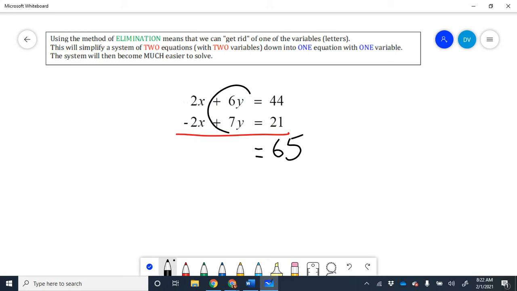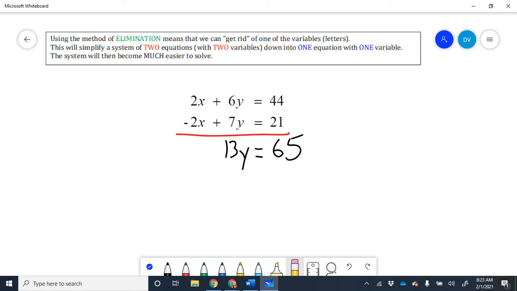Let's also add 6y plus 7y. That'll be 13y. And let's add these two terms. Positive 2x and negative 2x adds to 0. We don't actually need to write the 0. We just want to cross those off and simplify it. And when we do that, we have a much easier equation.